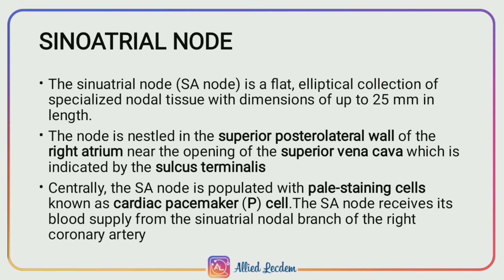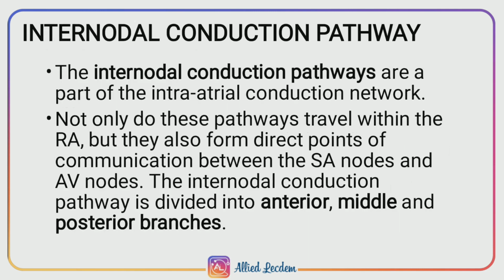Centrally, the SA node is populated with pale staining cells known as the cardiac pacemaker cells or the P cells. The SA node receives its blood supply from the sinoatrial nodal branch of the right coronary artery.